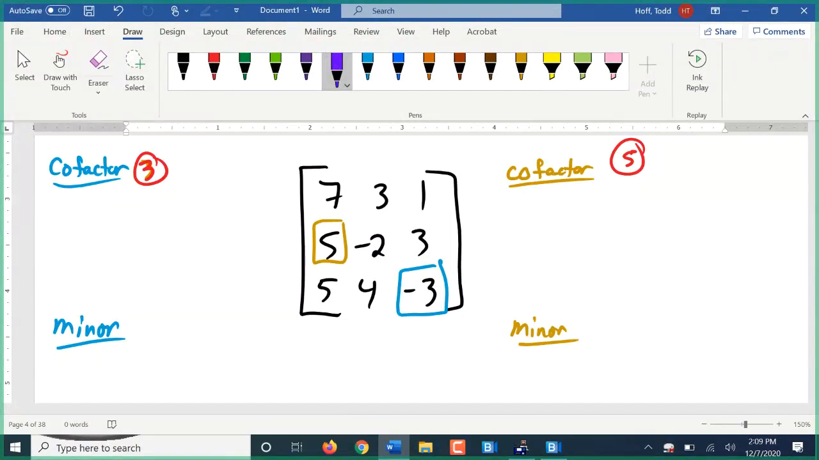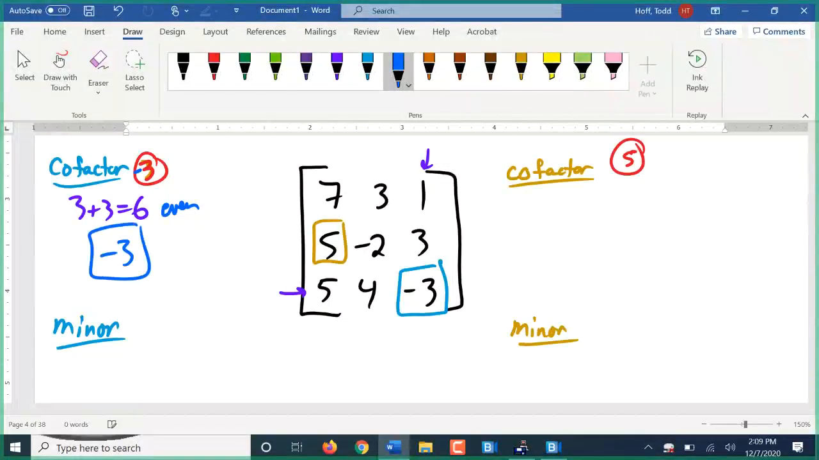So for the 3, it's in row 3, column 3. So 3 plus 3 equals 6, which is even. Which means the cofactor is actually a -3. It's just the entry. The entry is a -3. The cofactor is just the entry, -3. So it stays a -3.